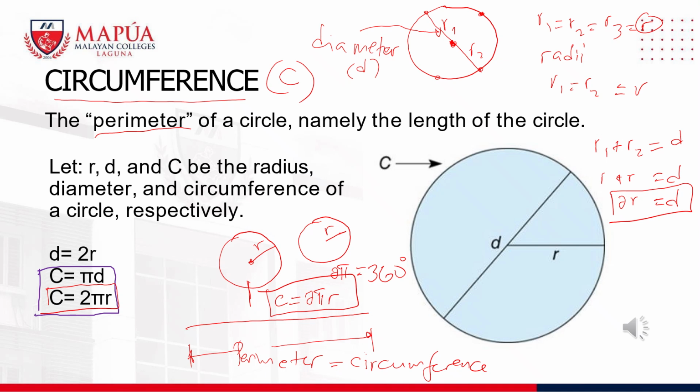Or if you want to solve for radius given the diameter, you just divide both sides by 2. So we have R is equal to D over 2. Okay? So this is all about circle. Just take a screenshot of this slide, class, and I will give you another concept about circle. Okay, so done.